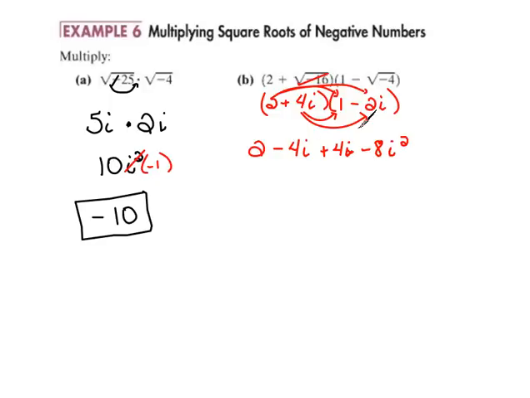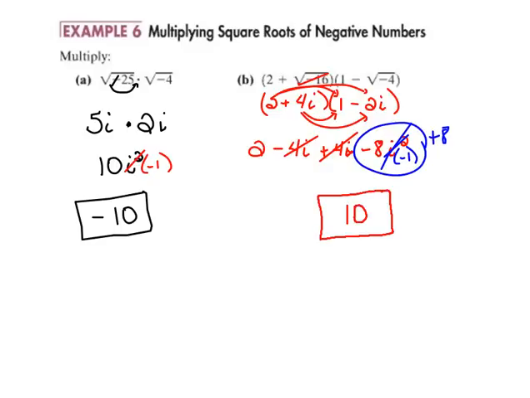Now, looking at these two, do we notice that the minus 4i and the plus 4i will cancel each other out? Absolutely. And we know that i squared is negative 1, which makes this entire term here, negative 8 times negative 1, actually going to be a positive 8. So when we collect our like items, we have a positive 2 and a positive 8, which is a positive 10 as our answer.